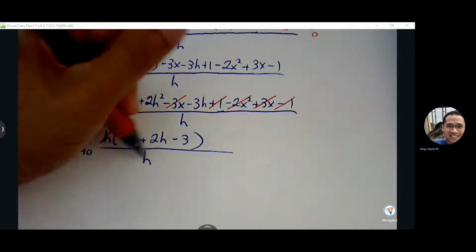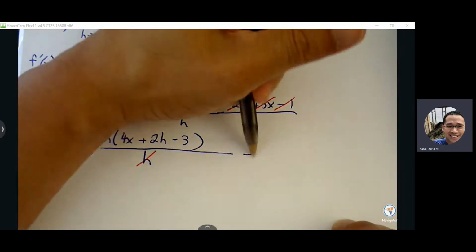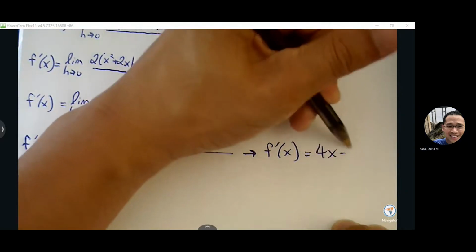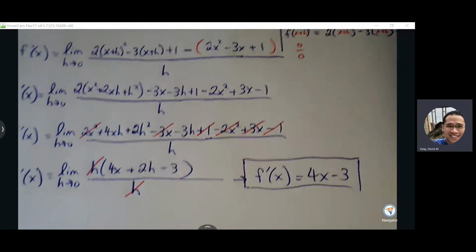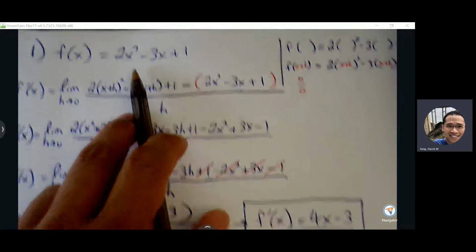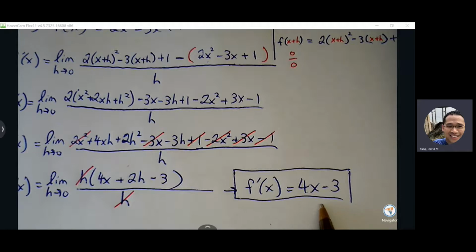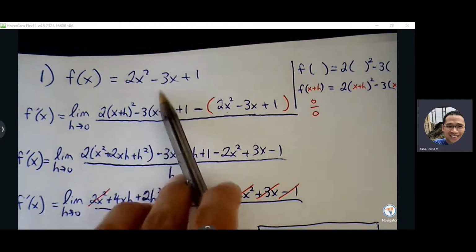H's go away. What's our final step? Replace every other remaining H with what? 0. So now things will clean up. We should be able to get it down to just in terms of x. So this 4x minus 3 is the slope formula for this original curve, 2x squared minus 3x plus 1. So this is tailor-made for our function. And what this does is any x value you plug in, it'll give you a number. And that number is going to tell you how steep that point is on this particular graph.